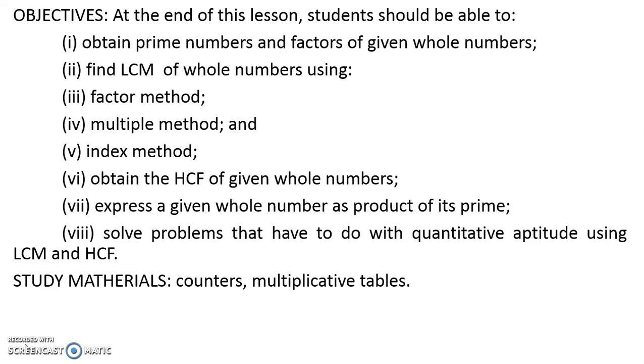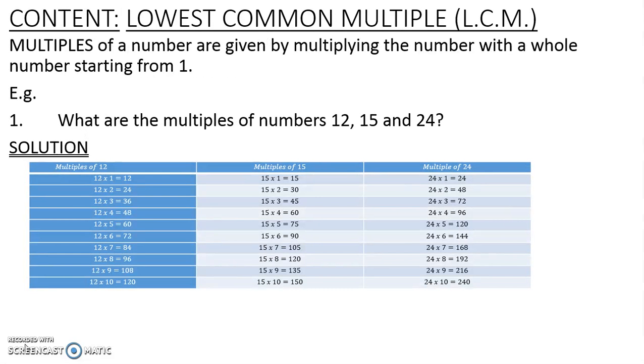The objective of this course is that at the end of this course, students should be able to obtain prime numbers and factors of given whole numbers. Students should be able to find L.C.M of whole numbers using factor method, multiple method, index method, and they are supposed to obtain the HCF of given whole numbers, and express the given whole number as product of its prime. Solve problems that have to do with quantitative aptitude using L.C.M and HCF as well. Study materials needed for this course are the counters and the multiplicative tables.